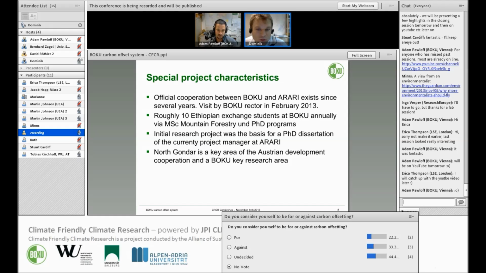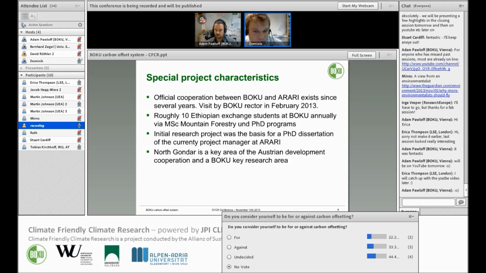Then also, yes, the initial research that was the basis for the PhD dissertation, and this is for our project. What is good is that this researcher who did a PhD here at the university is Ethiopian. He then, after the PhD, went back and is now working at the Amhara Research Institute. So it's really a good exchange, and he knows our thinking, we know a bit their thinking, so that is a good exchange.